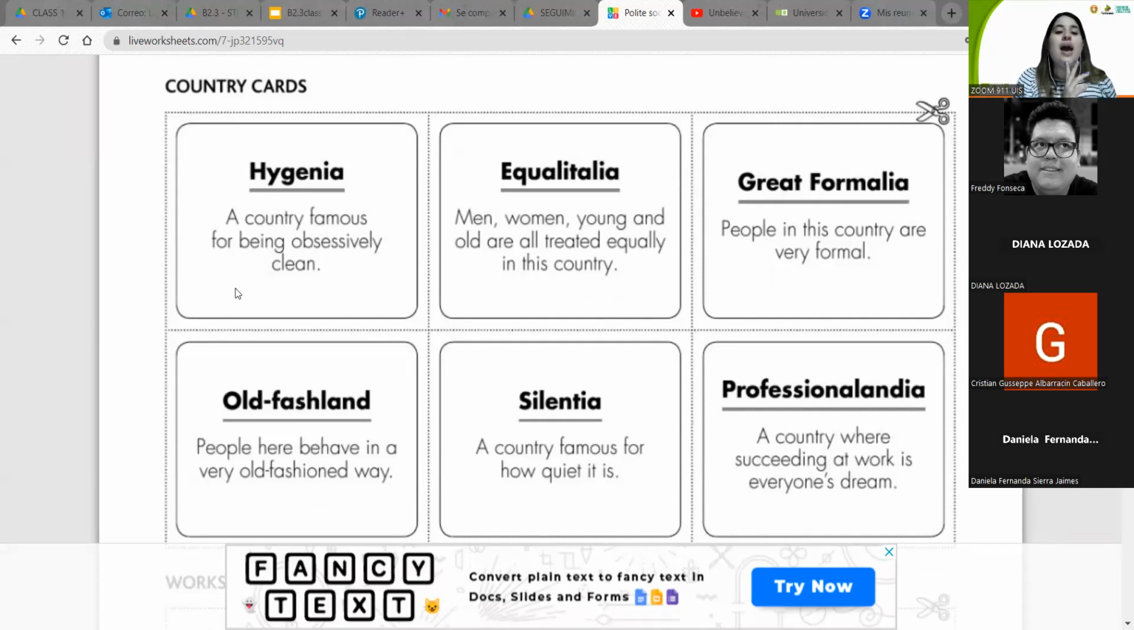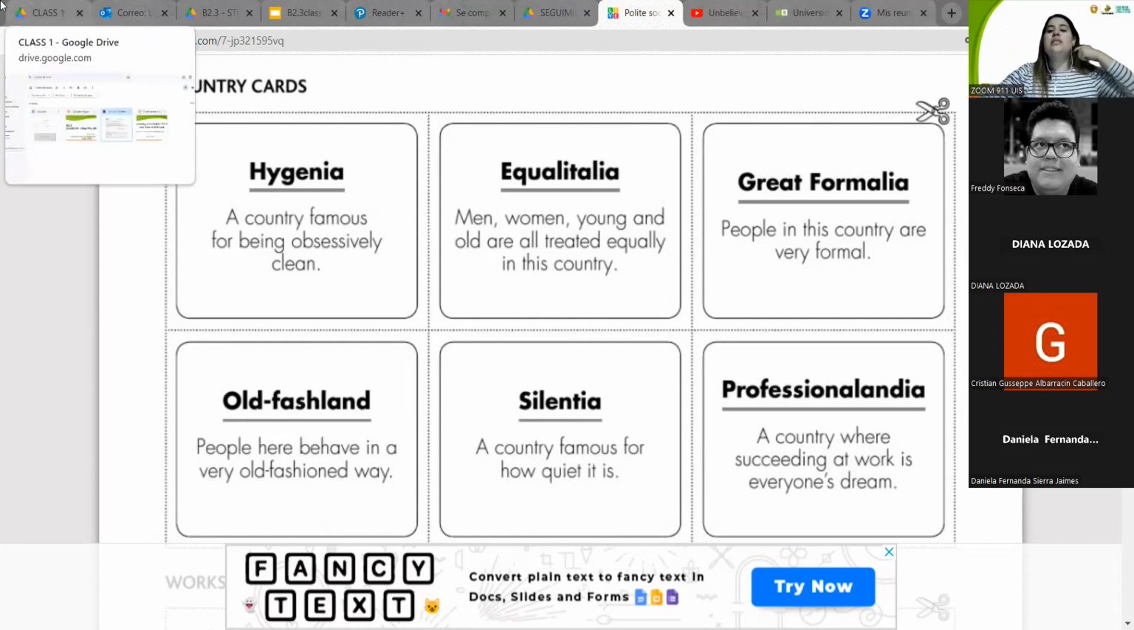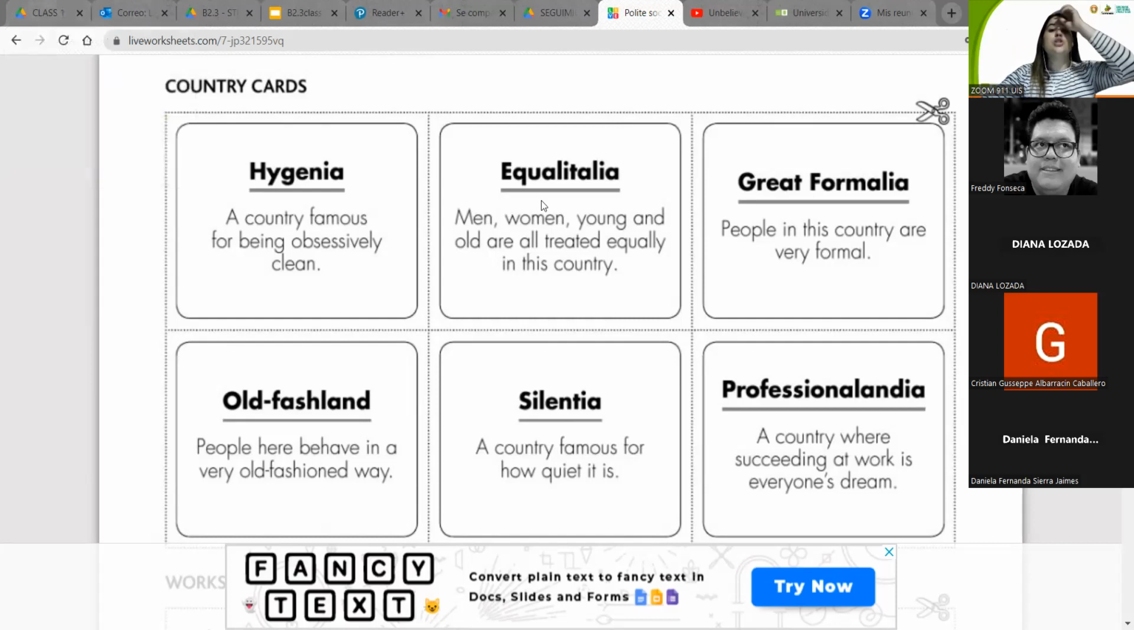So the first one, Hygienia, is a country famous for being obsessively clean. The second one is where men, women, and young people are all treated equally. Great Formalia, people in this country are very formal. Old Fashioned, people here behave in a very old-fashioned way. Silentia, a country famous for how quiet it is. And Professional India is a country where succeeding at work is everyone's dream.